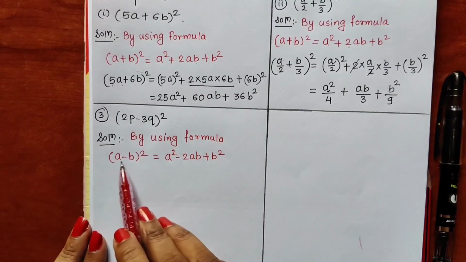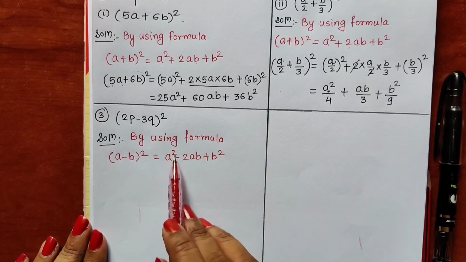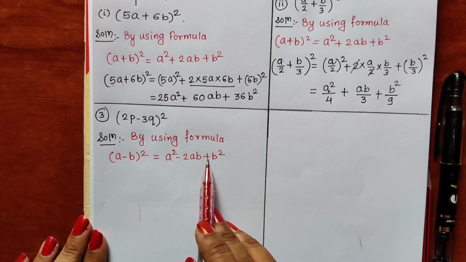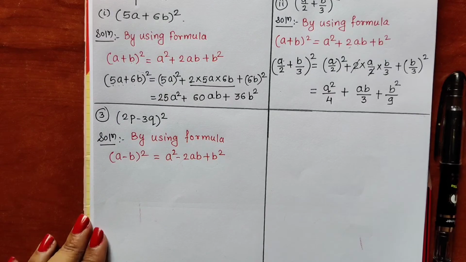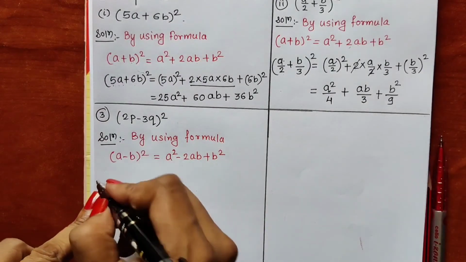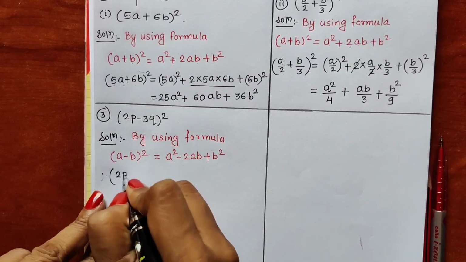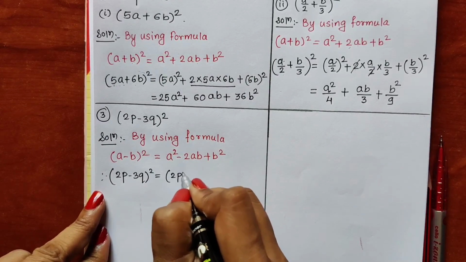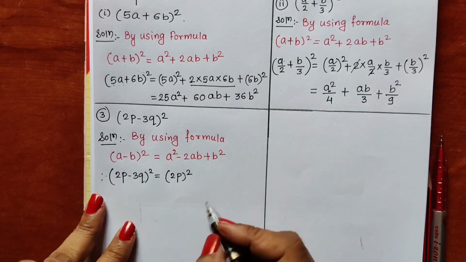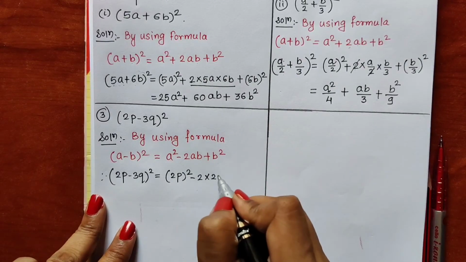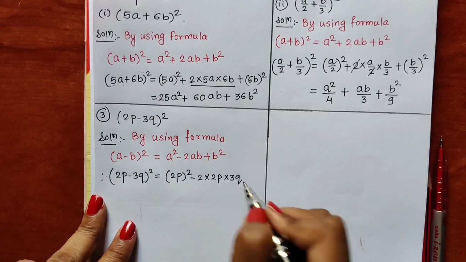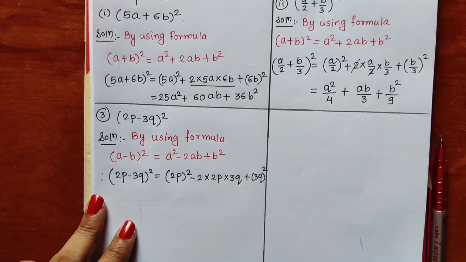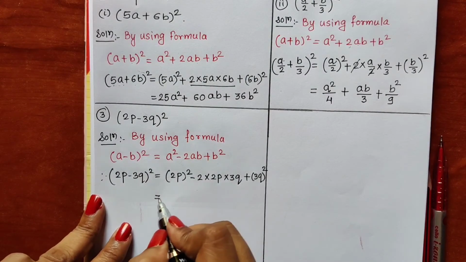That means first term minus second term whole square is equal to first term square minus 2 multiplied by first term multiplied by second term plus second term square. In this way you can remember it. Now we will write our question. (2p minus 3q) whole square is equal to (2p) square, first term square, minus 2 into first term into second term plus second term, which is (3q) square. Okay, now next we have to solve it.